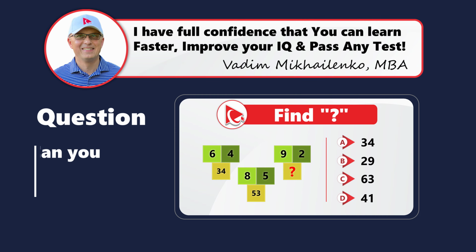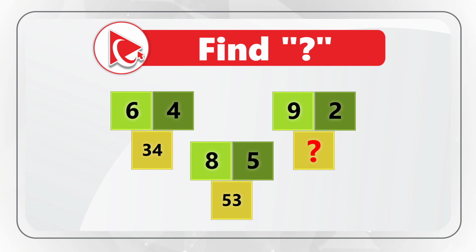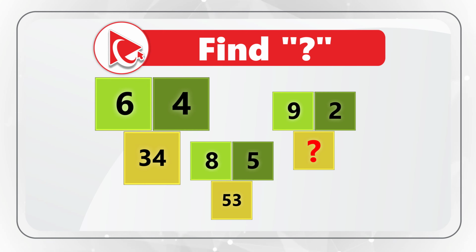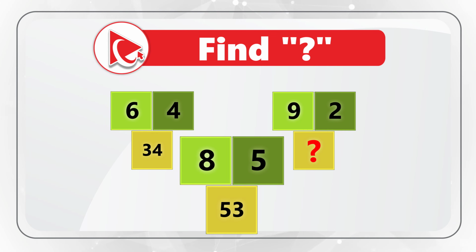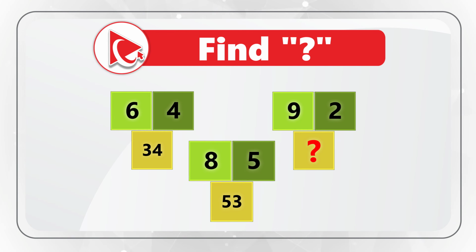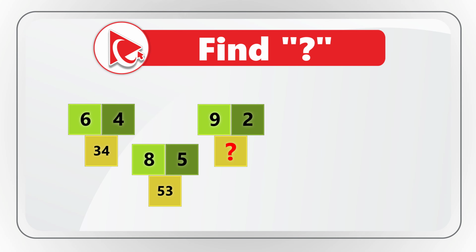Most likely, you will not be able to pass the test without getting a question similar to this one. You're presented with the 3 sets of numbers. Each set has 3 numbers in the group, and 1 number is missing. The first set has numbers 6, 4, and 34. The second set has numbers 8, 5, and 53. And the last set has numbers 9, 2, and the final number in the third set is missing. You need to calculate the missing number and select it out of 4 possible choices.